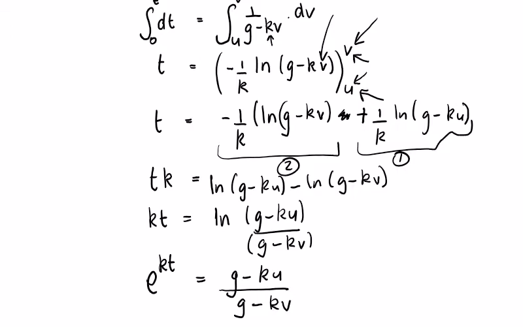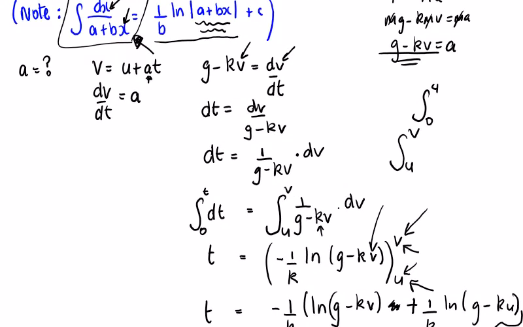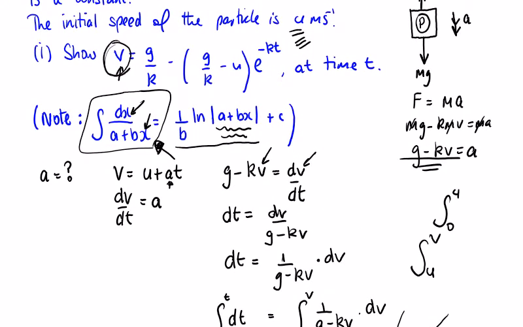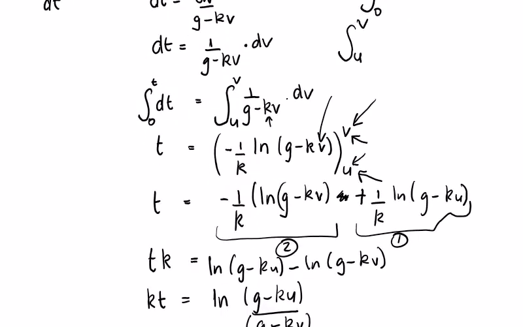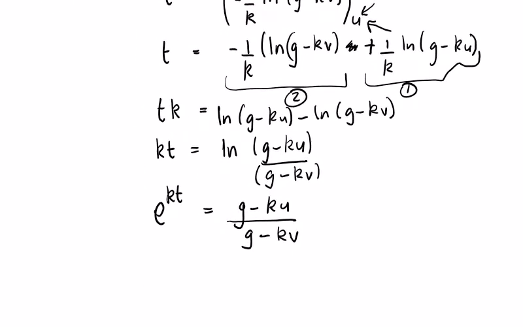Just flick back up and we can see we're trying to solve it down for v. Okay, so let's try and isolate v within this equation. So if I multiply by g minus kv and divide by e to the power of kt, I'm going to get g minus kv on the left, and I'm going to get g minus ku over e to the power of kt. And there is a clue in the question.